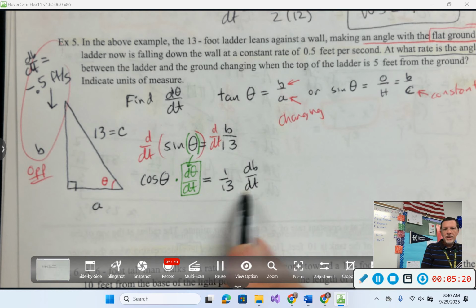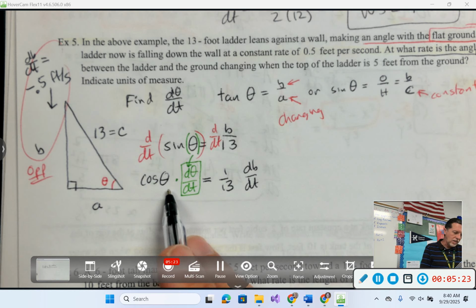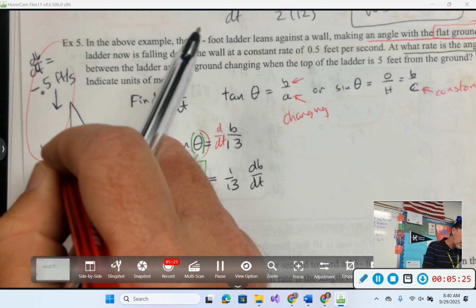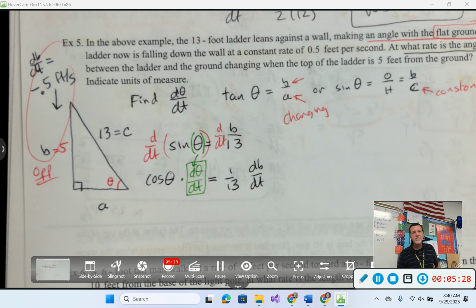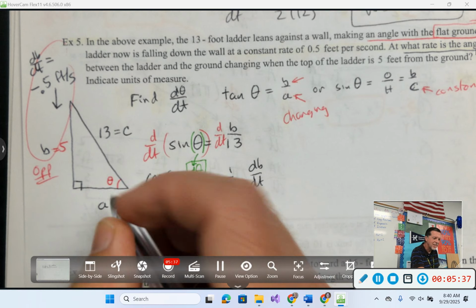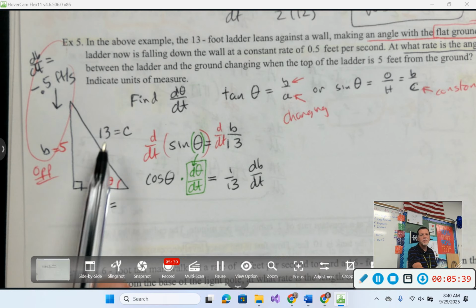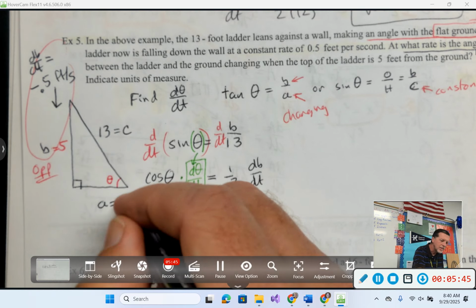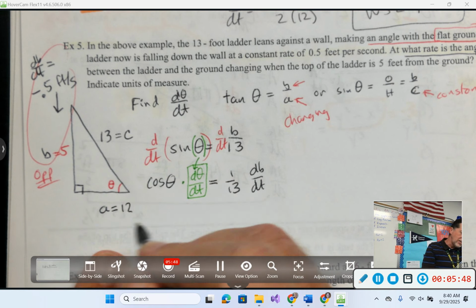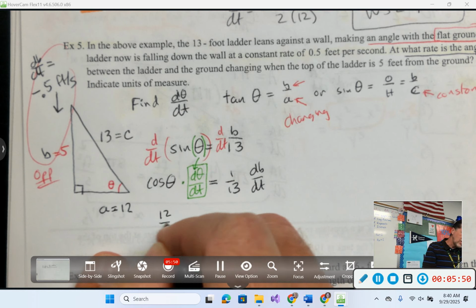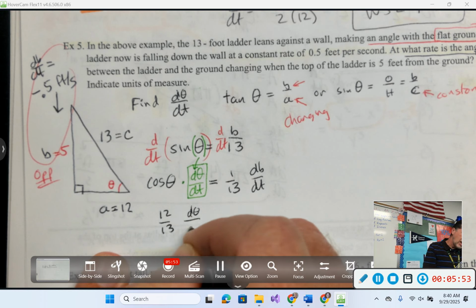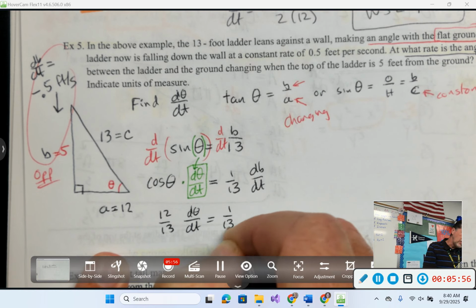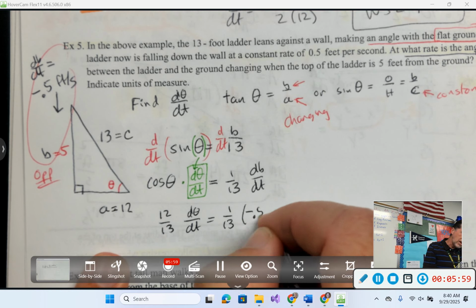We know db dt. We've got 1/13 cosine of the angle. Cosine of the angle is adjacent over hypotenuse. Do we know what the adjacent side is? It's the same special right triangle or Pythagorean triple we used on Friday. 12. So cosine of the angle is adjacent over hypotenuse, so 12/13. D theta dt equals 1/13 times negative 0.5.